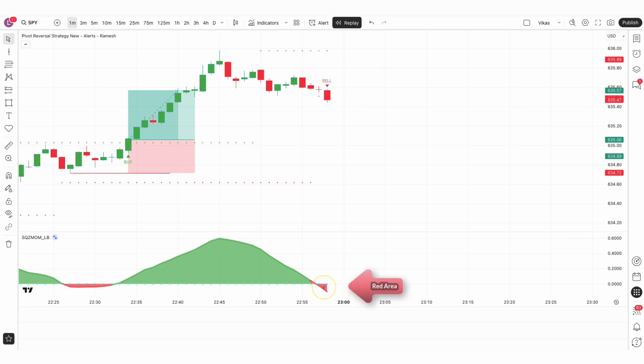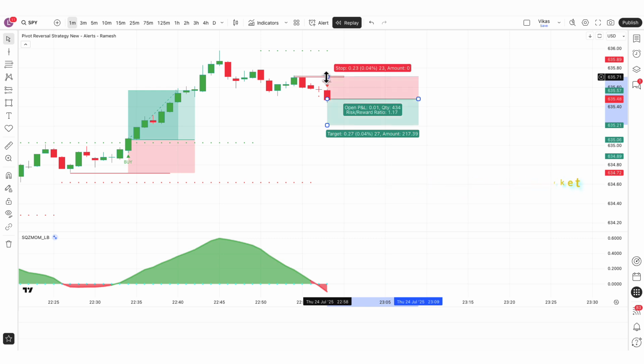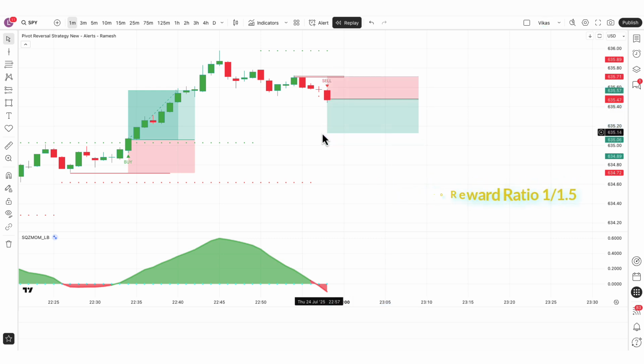Here the squeeze momentum indicator shows a red area. Here the market has made a bearish candle to give confirmation. So all our conditions are being fulfilled, so we are placing an order to sell. Our stop loss is to be placed at the previous high of the market, and the risk to reward ratio will be 1:1.5.